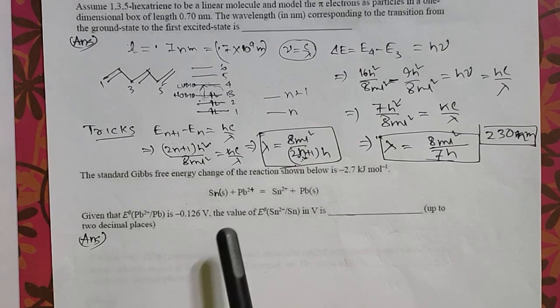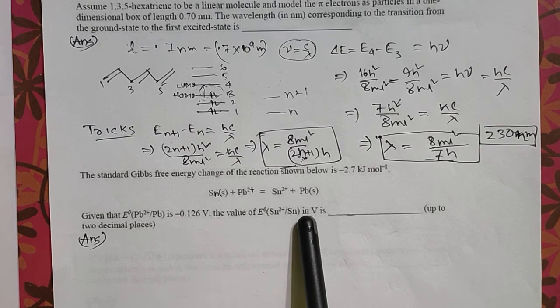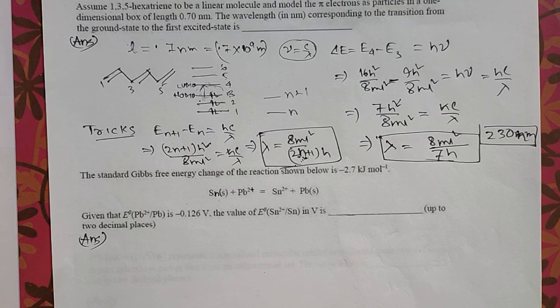First we have to see the reaction. It is given that they asked about the E naught of Sn2+/Sn. So first we have to see where oxidation takes place and where reduction takes place, that means which one is the cathode and which one is the anode.